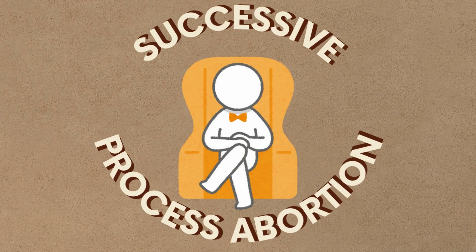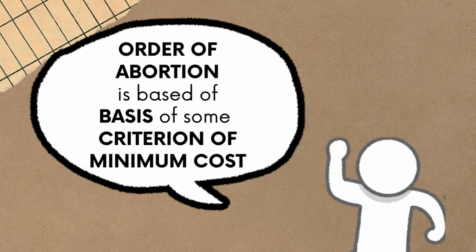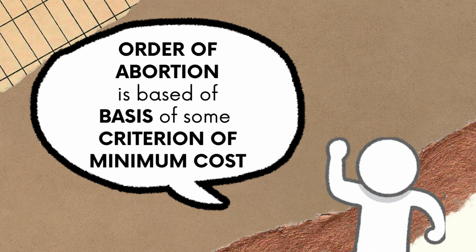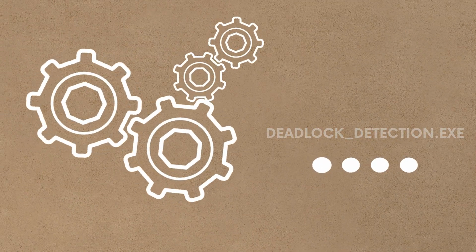The third strategy is to successively abort deadlocked machines until deadlock no longer exists. The order in which machines are selected for abortion should be on the basis of some criterion of minimum cost. After each abortion, the detection algorithm must be re-invoked to see whether deadlock still exists or not.